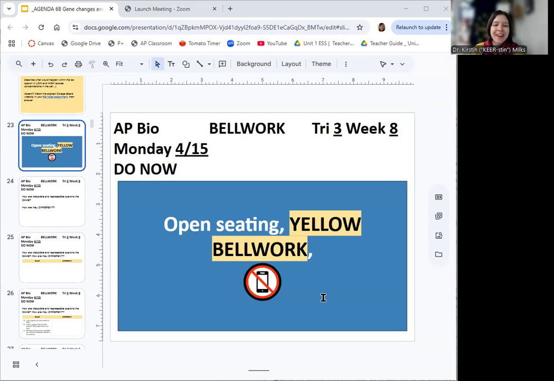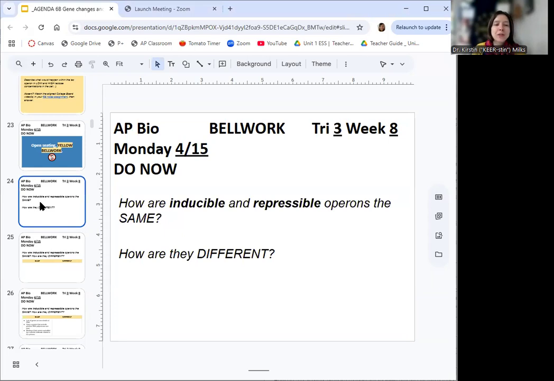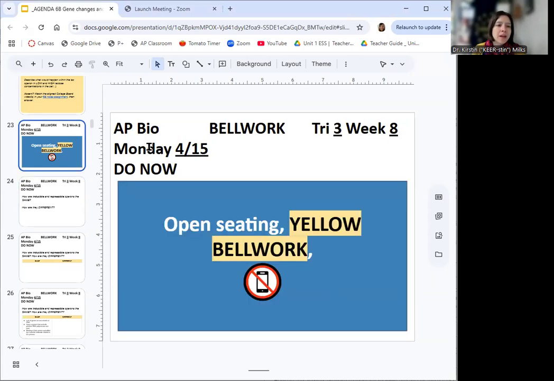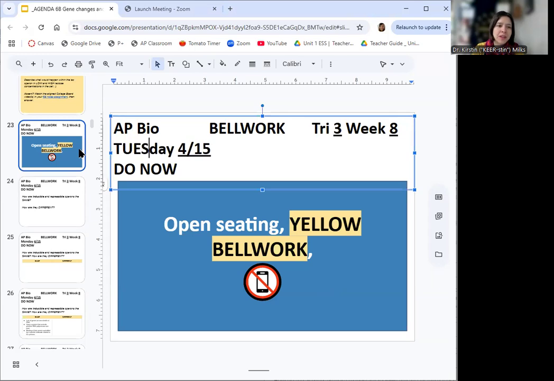Hello, cheers. I hope we'll have yellow bell work by the time that this runs. Hey, how are inducible and repressible? It's not Monday. For the love of Pete, it is Tuesday.